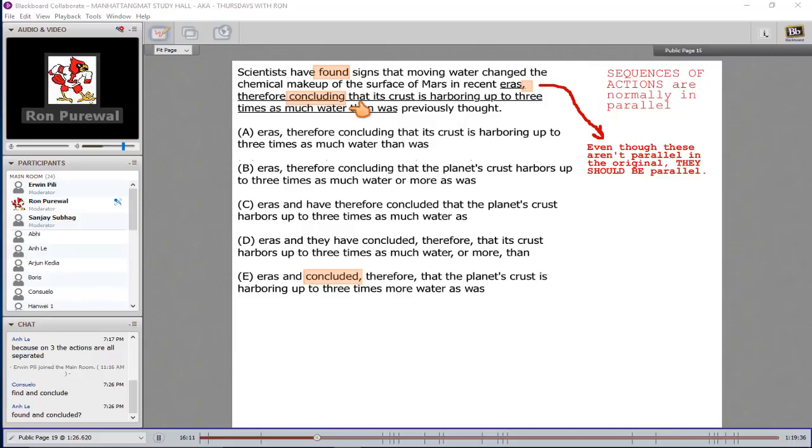So these are things you want to have an "and" in between them. That makes A and B incorrect. And we do not want comma-ing. More on that in a second.